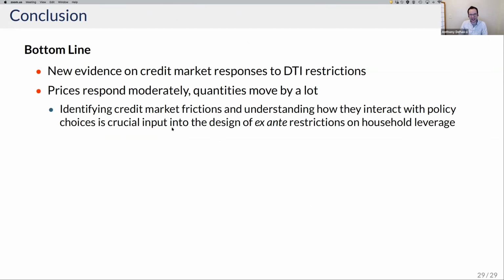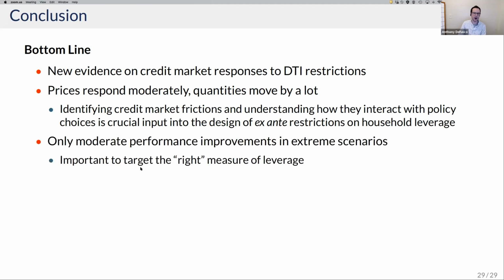And in particular, large quantity effects driven by what looks like an agency friction related to the particular way that the US mortgage market is set up, suggesting a message about targeting. You really need to target these policies in a way that takes into account the institutional features of the markets being regulated. Otherwise, you may get these unintended effects. And then only moderate performance improvement, suggesting that on top of that, you should also make sure you're targeting the right level, right metric of leverage if your goal is to reduce default rates.